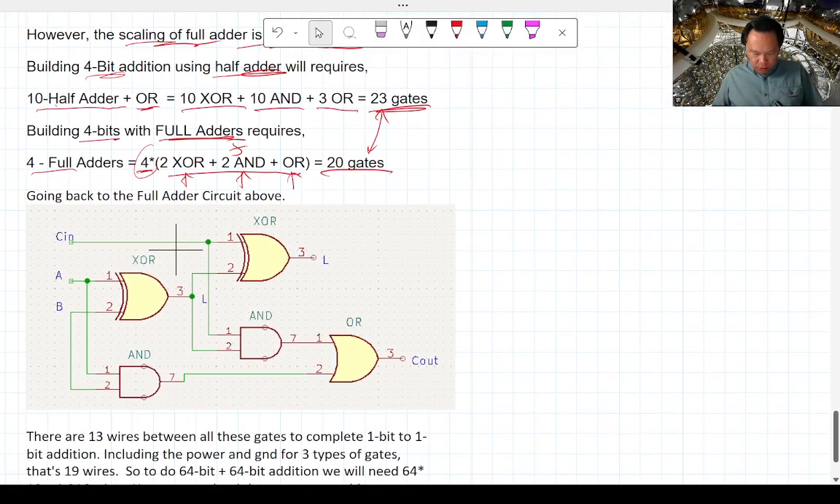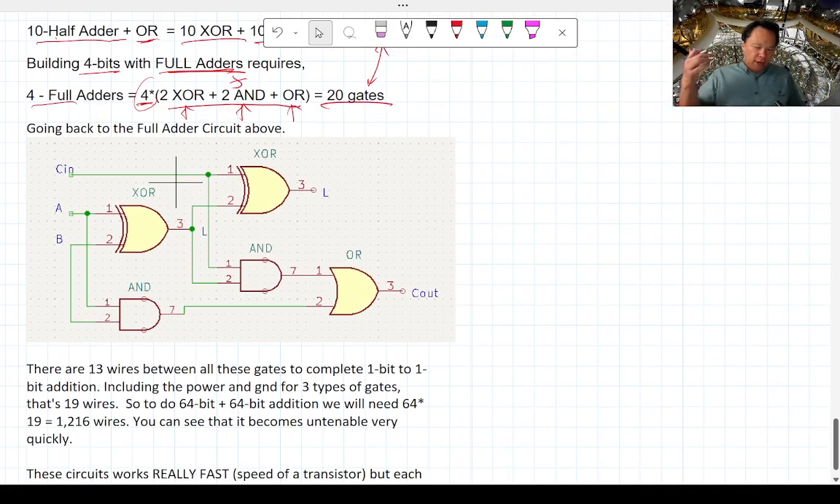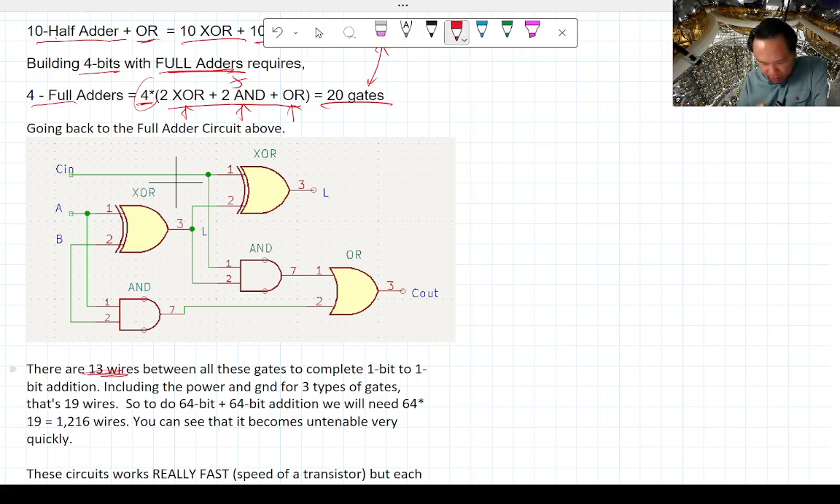Okay, so going back to the full adder circuit above, I just want to count up the number of wires in order to build one of these things, and you will experience this next week in lab. You count up the wires. There's actually 13 wires in each of these full adders. Oh, okay, I'm good. You've got a 3-hour lab. I can handle it, right? But that's just to add 1-bit numbers together, right? So let's say you want to add 64 bits together.